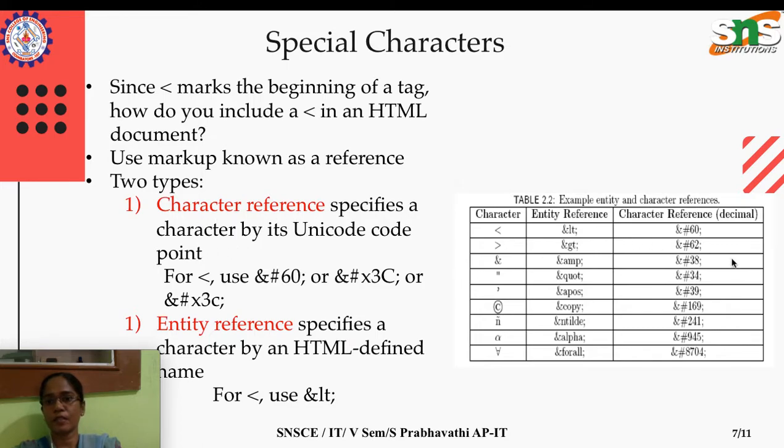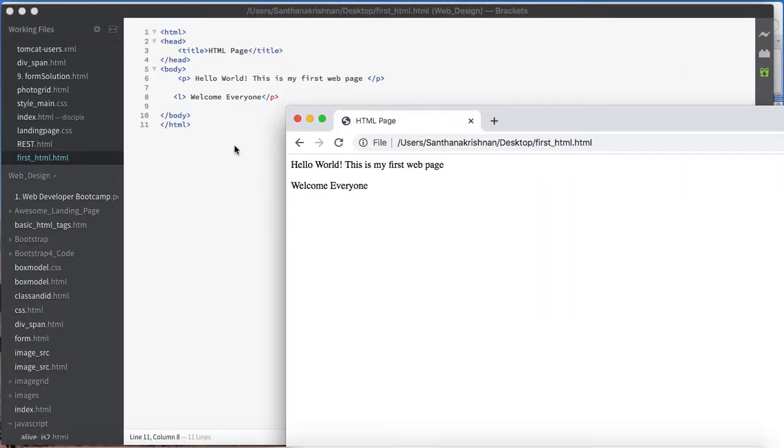Character reference is nothing but the Unicode character for those symbols, and entity reference is something like this: ampersand, lt, semicolon. If we include this in our HTML web page, it will be converted into the less than symbol. For greater than, we need to depend on this entity reference, or we could use the Unicode value ampersand hash 62 semicolon. Okay, so we'll give a short form of that.